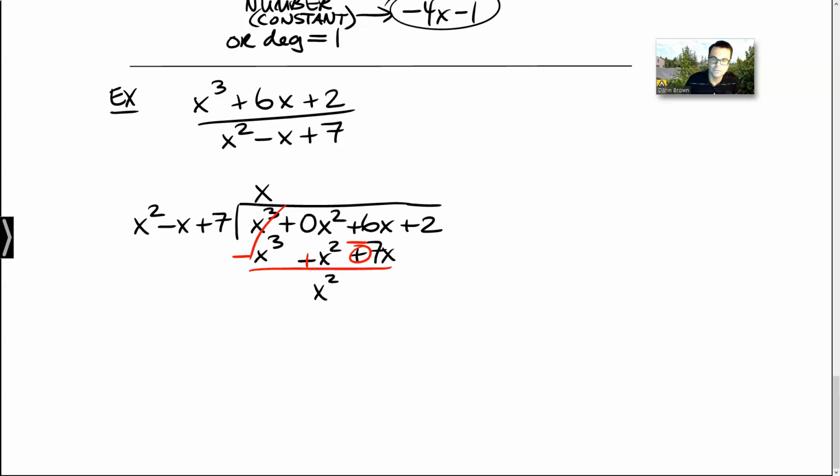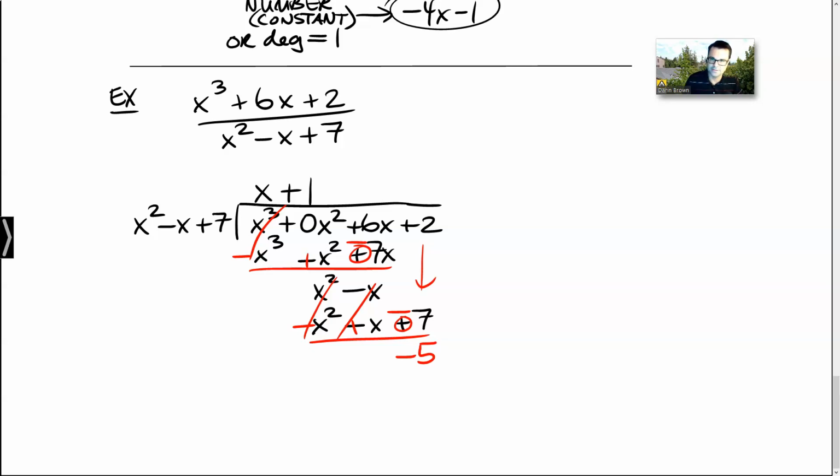X squared minus x. X squared goes into x squared once, plus 1, giving me x squared minus x plus 7. Change the signs and add. Both of those go away. Now, the second one didn't have to go. It just happened to here. And I'm left with a minus 5 when I add. So the 2 and minus 7 make negative 5.